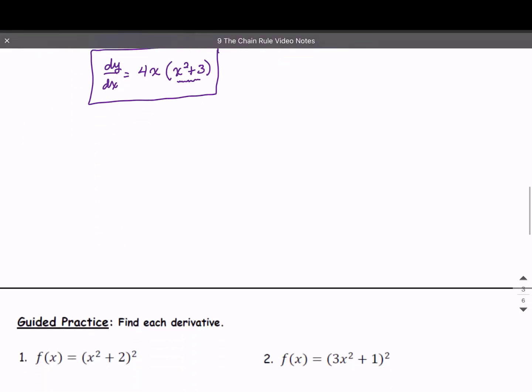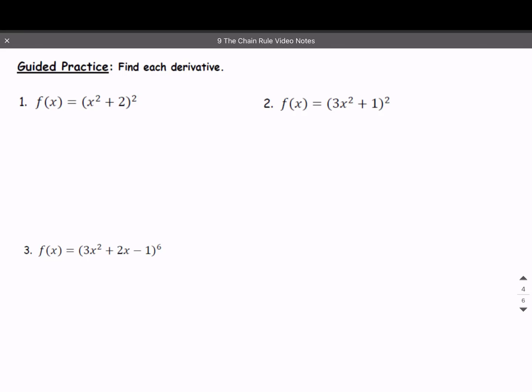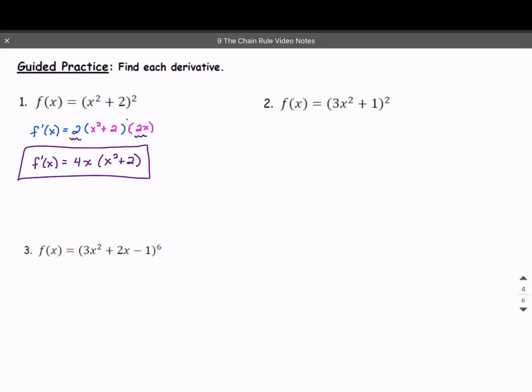Okay, let's try another one. So again, in this first function, f of x equals the quantity x squared plus 2 squared, the outside function is squaring. So we're going to bring down the 2. We're going to keep the inside, and the new exponent is 1. We keep the inside, that's x squared plus 2, times the derivative of that inside is 2x. Now we're going to rename this f prime of x. We do have monomials. 2 times 2x, that's 4x, times the quantity x squared plus 2. We have our derivative in completely factored form.